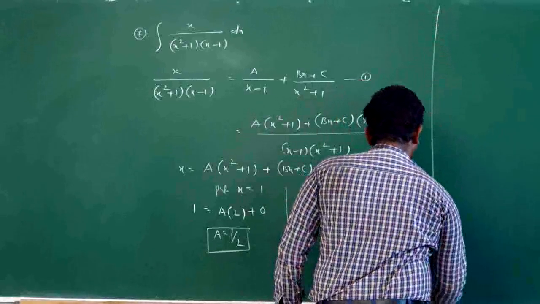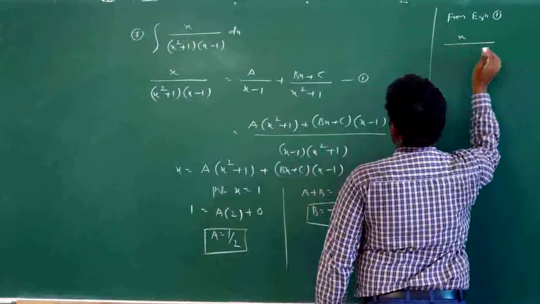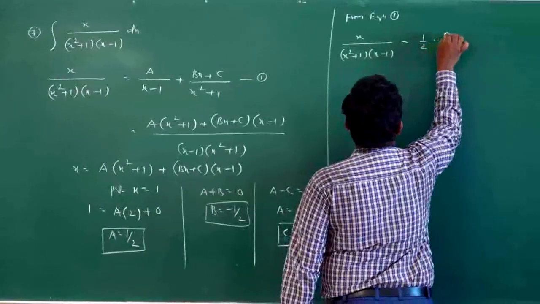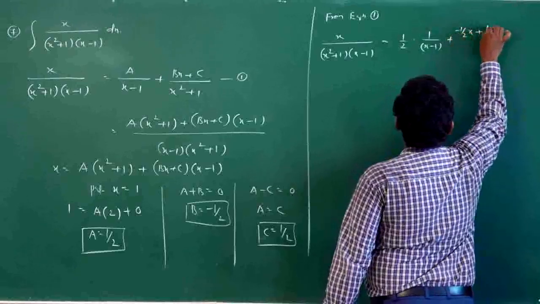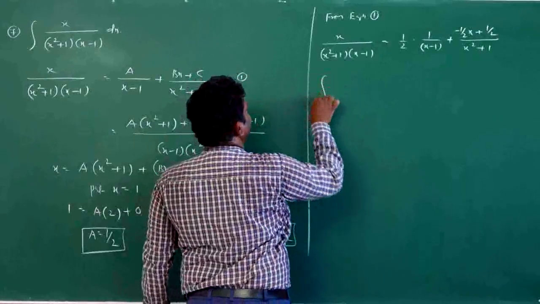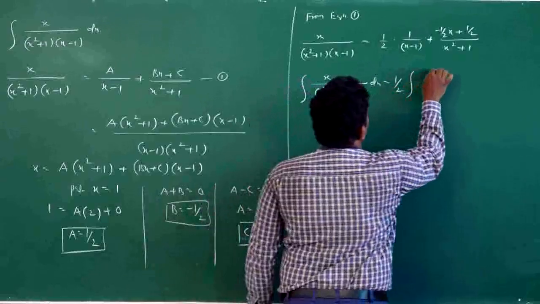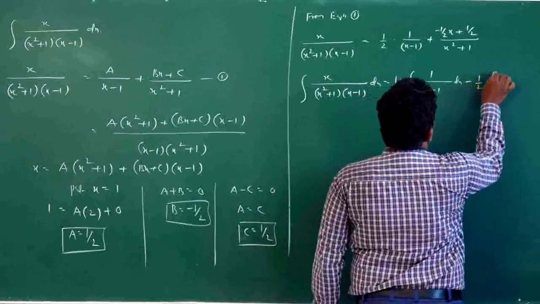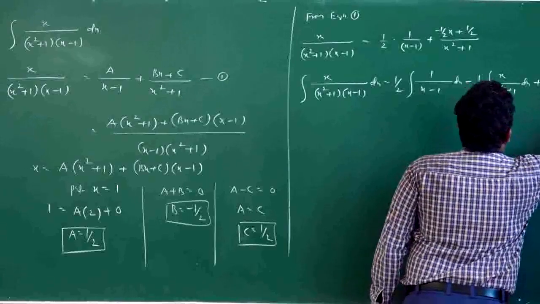Now we substitute these values in equation 1. From equation 1, x by (x square plus 1)(x minus 1) is equal to 1 by 2 into 1 by x minus 1, plus (minus 1 by 2 x plus 1 by 2) divided by x square plus 1. Now applying the integral on both sides, we get 1 by 2 integral of 1 by x minus 1 dx. Next, split this integral into two parts: minus 1 by 2 integral x by x square plus 1 dx plus 1 by 2 integral 1 by x square plus 1 dx.